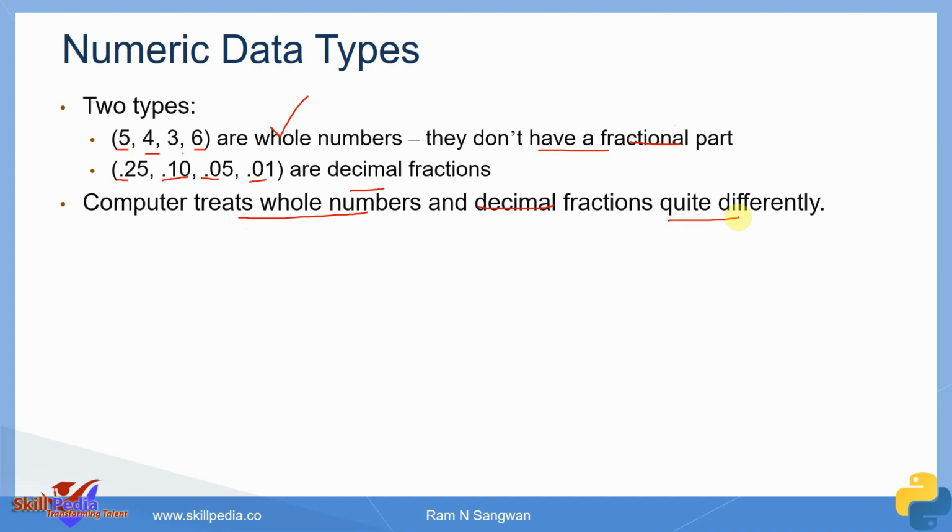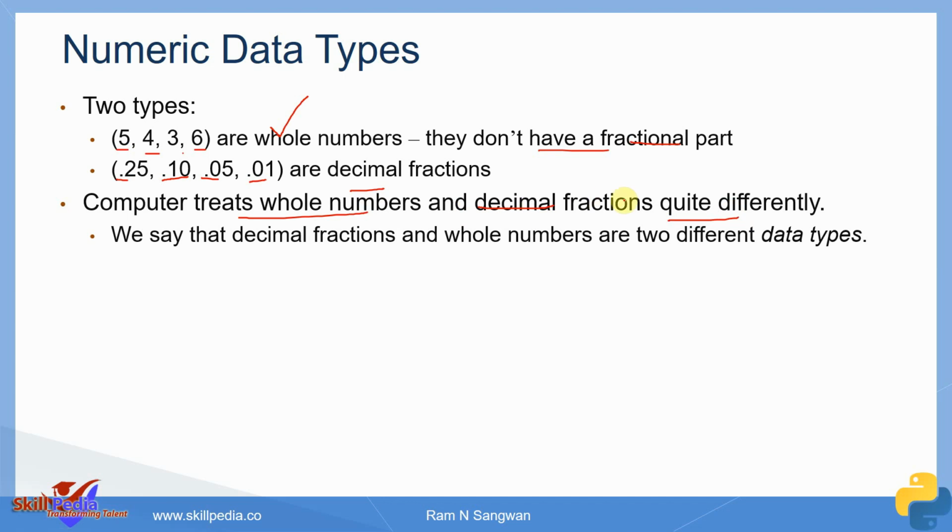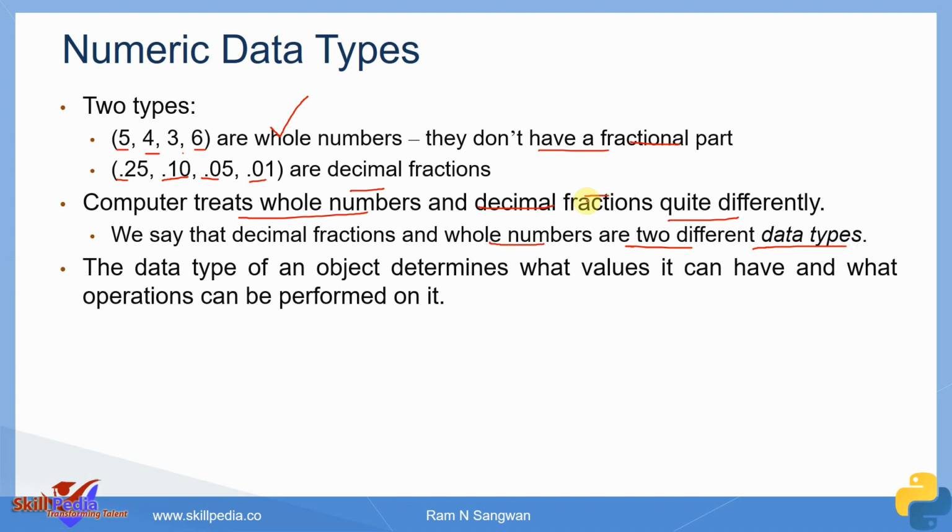And that you have seen, when I changed the value from 1.0 to 1, the answers were different, because they are treated in a different way. We say that decimal fractions and whole numbers are two different data types for the computer. We use the term data types. The data type of an object determines what values it can have and what operations can be performed on it.